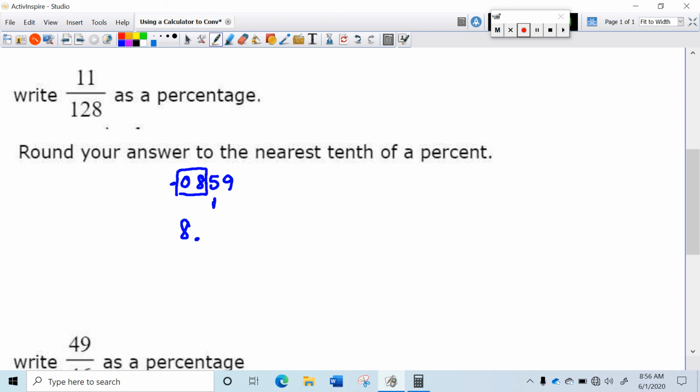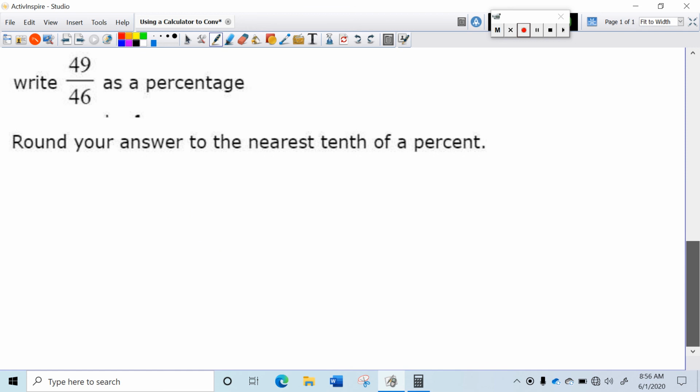Now you've got to decide what to do with this 5. You look at the number next to it. That number is greater than 5. If it's 5 or greater, you have to take this up. So I'm not going to write 8.5, I'm going to write 8.6. So 8.6% is the answer to that one when you round it properly.